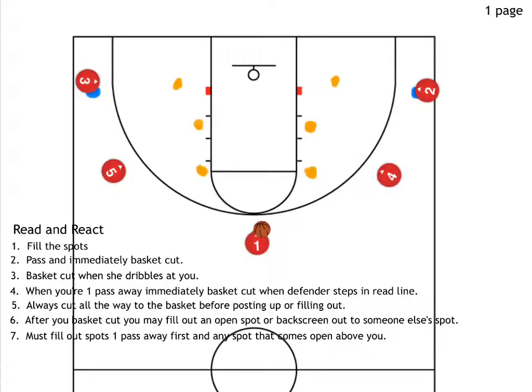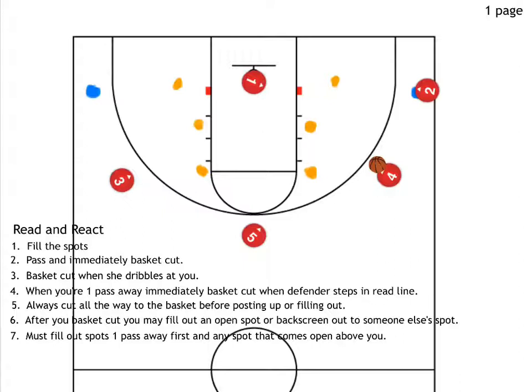Second rule is after you pass, you must make a basket cut. And each time you make a basket cut, it's important you cut all the way to the basket before you go to fill out. So there, 1's passed, so she is cutting to the basket. Notice when she cut, the other players fill the spot. So 5 had to come from her wing position up and fill the point spot. 3 came from the corner and filled the wing spot.